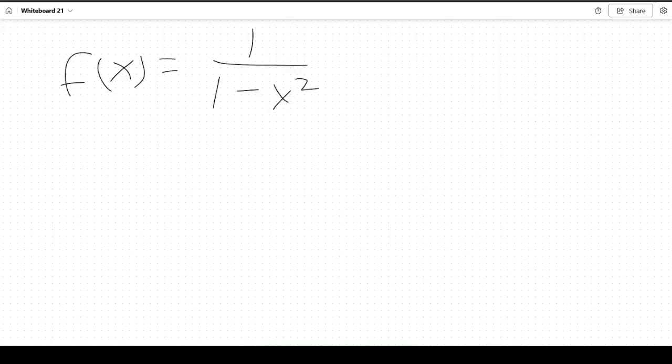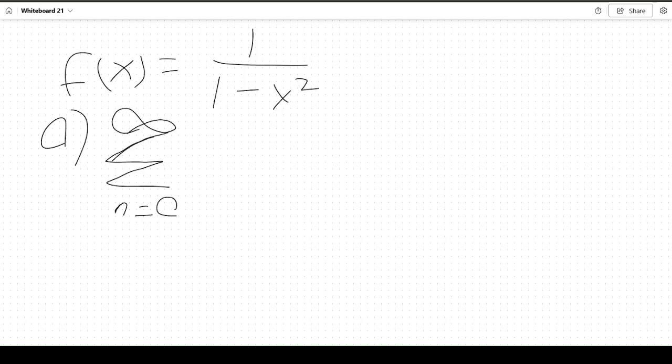So here we have a problem. When you're given a question about trying to find the representation of a power series, it's gonna ask you to determine the interval of convergence and find a power series representation for the function right here. So our first step is just to rewrite this as a series, like how the power series is. So we can rewrite this as the series from n equals 0 to infinity.